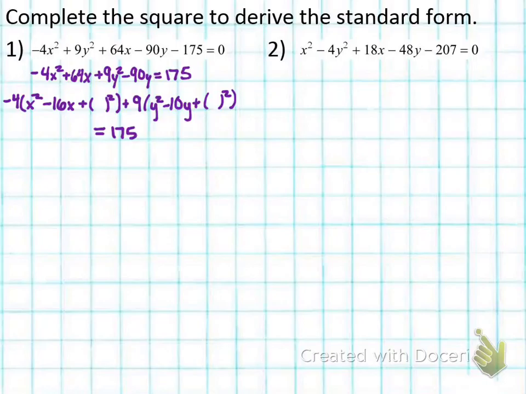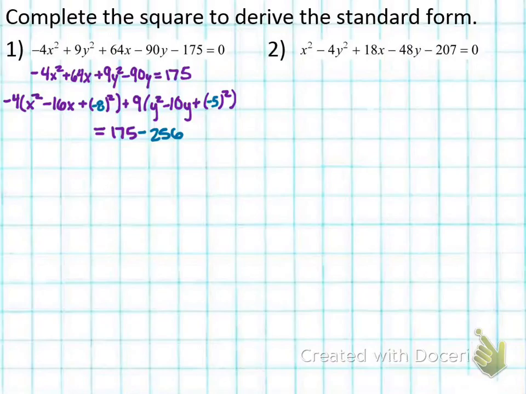To fill that in, I take half of b. Half of -16 is just -8. So I'm going to put -8 here. And then half of -10 is -5. So that goes here. Since I'm adding -8 squared, I'm really adding 64 in here. But this is all being multiplied by -4. So I'm really adding 64 times -4, so I'm subtracting. 64 times 4 is going to be 256, so I'm subtracting 256.